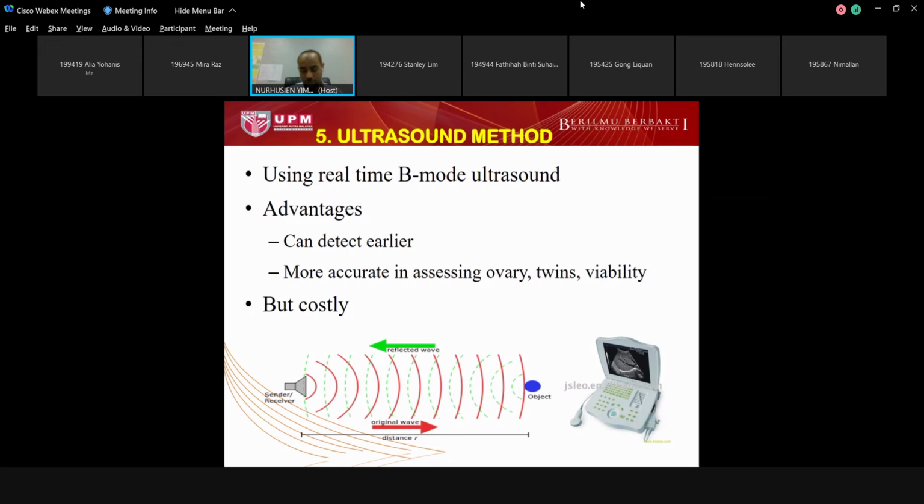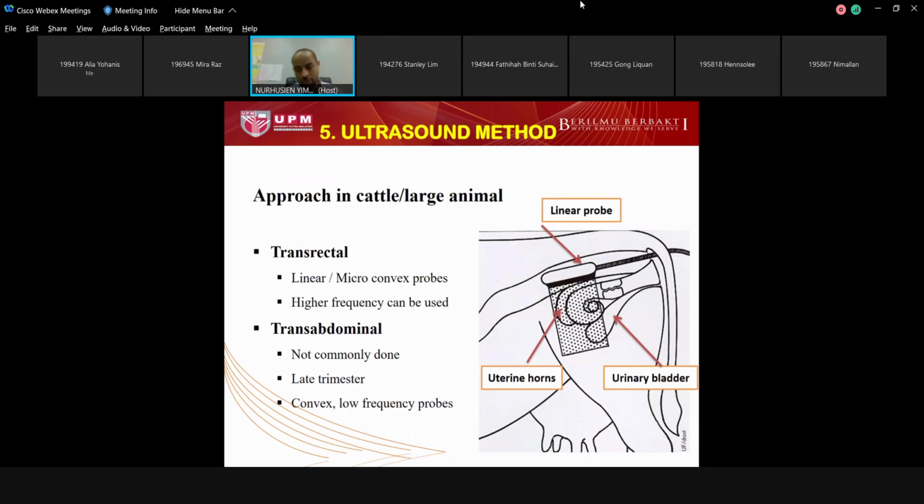But again, the drawback with this method is the cost, obviously. It is not available everywhere as your own hand for rectal palpation. So that is something considered as a disadvantage. Technically, as I mentioned, this has been part of your diagnostic imaging course last year, and it's just a kind of revision, so you know it. We have different types of probes: linear, convex, and in terms of large animals, especially cattle, we rely more on the transrectal scanning using a linear probe.